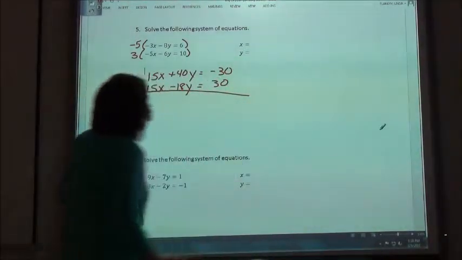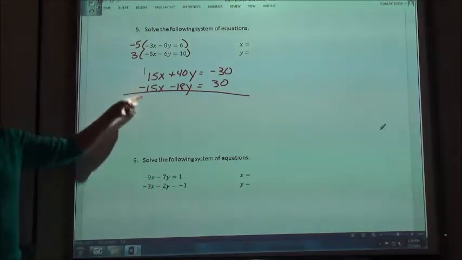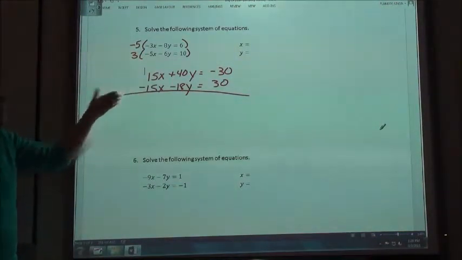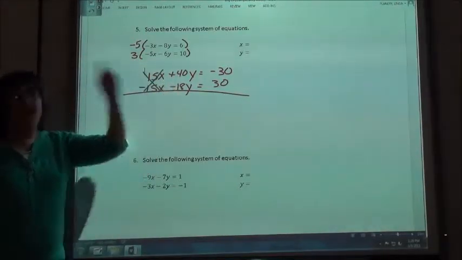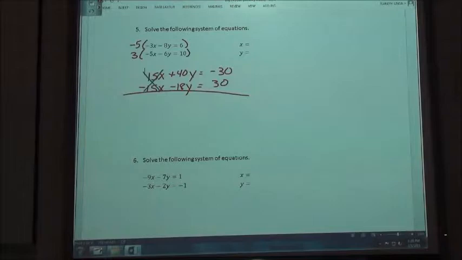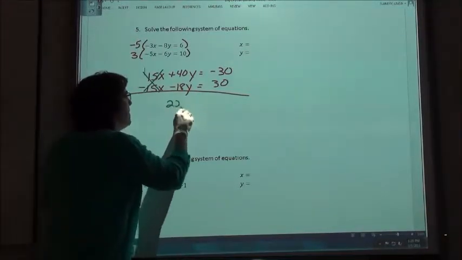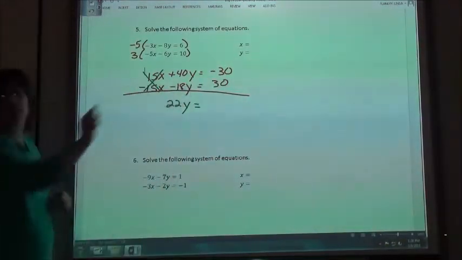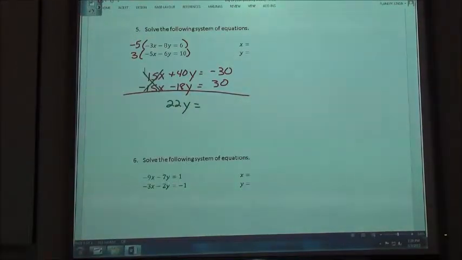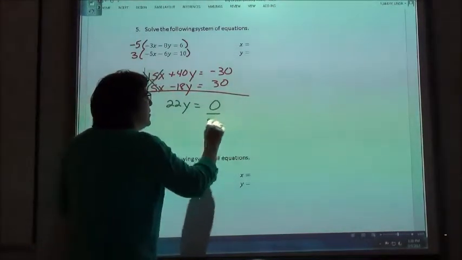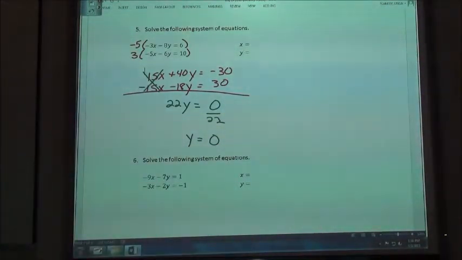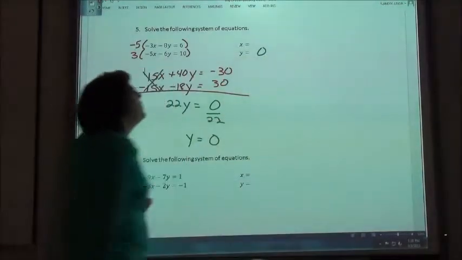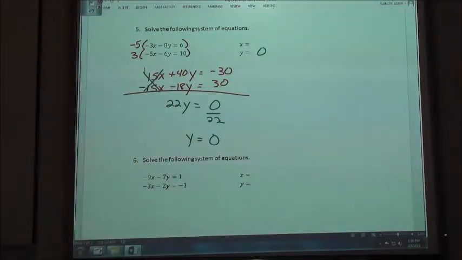So if I add my equations together, my x's are opposites. I've got a positive 15 and a negative 15. Those are going to cancel out. 40 minus 18 gave me 22y. And negative 30 plus 30 is 0. So if I take 0 and I divide it by 22, we still get 0, right? It's okay to have an answer of 0. Y can equal 0.